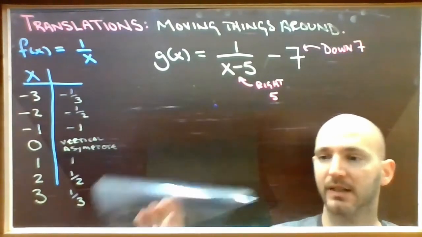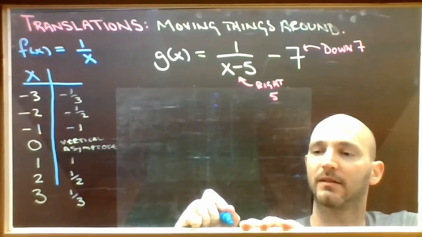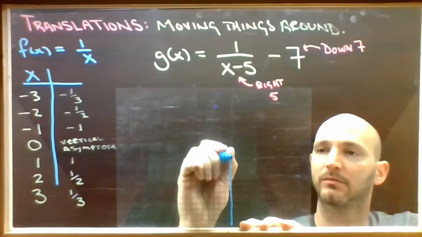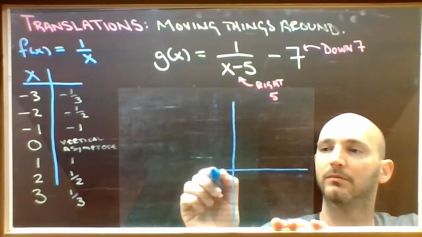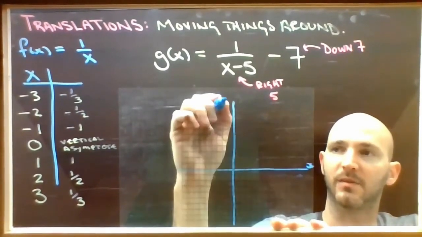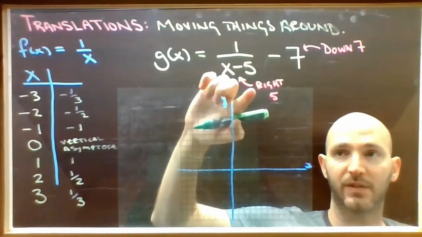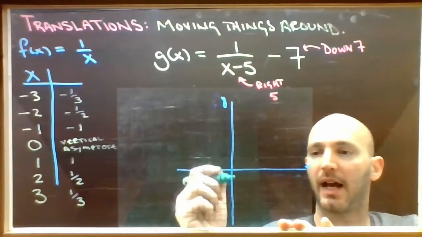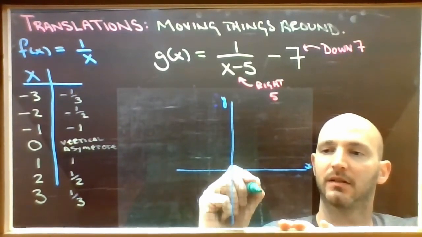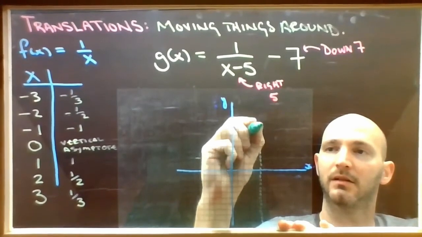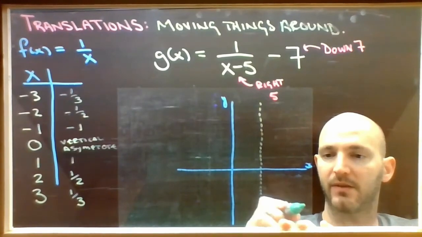So if I grab my grid and put on my untranslated axis, there's my x, there's my y. This function is to be shifted 5 to the right, so take my y-axis and move it 1, 2, 3, 4, 5 to the right. And 7 down, so 1, 2, 3, 4, 5, 6, 7.